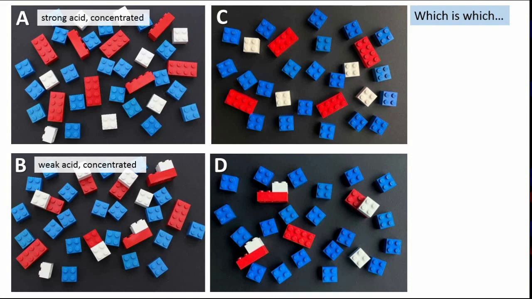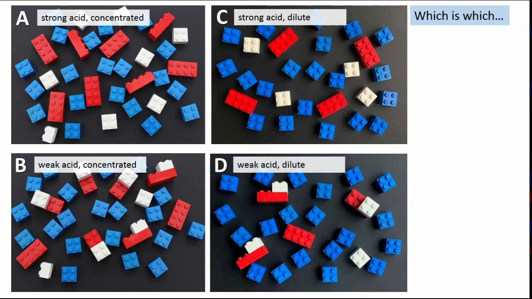C is a strong acid that is dilute. It's dilute because there are only a few red and white bricks in total compared to the others. D is a weak acid that is dilute, for similar reasoning. You could use this type of activity to check the understanding of your students, especially if you ask them to give a reason for each answer. It is based upon Keith Taber's acid strength diagnostic probe. You will find a link to this on the companion sheet.